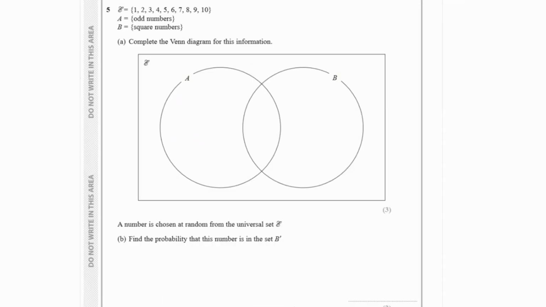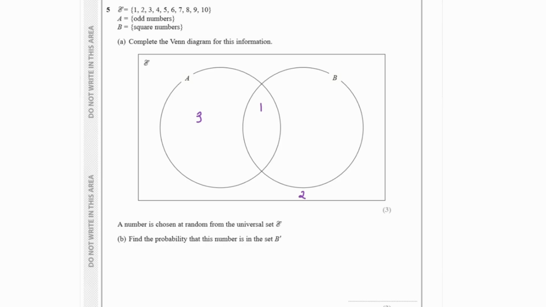Number 5. The universal set consists of 1, 2, 3, 4, 5, 6, 7, 8, 9, 10. Set A consists of odd numbers and set B consists of square numbers. Part A. Complete the Venn diagram for this information. So 1 is an odd number as well as a square number, so we can put it in the middle. 2 is neither odd nor square, so we will put it outside of set A and B. 3 is an odd number, so we put it just in set A.